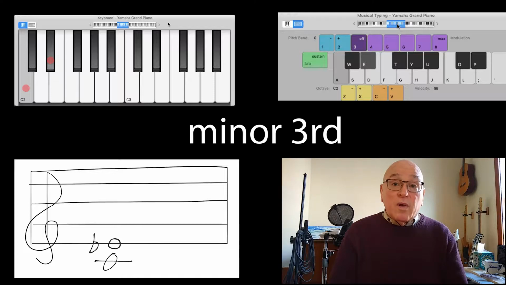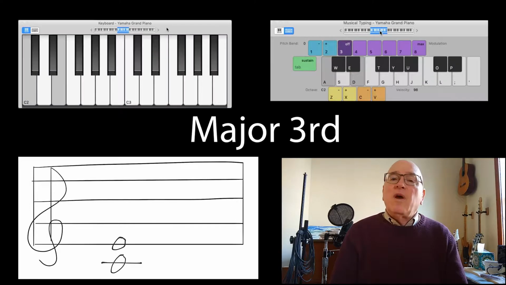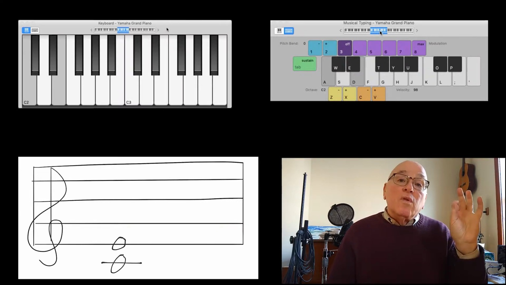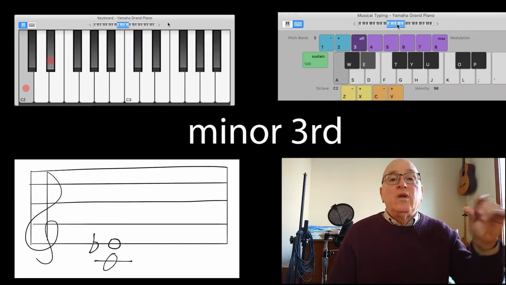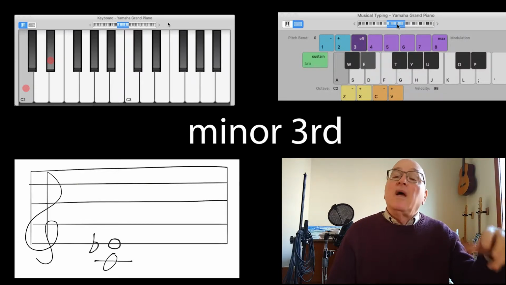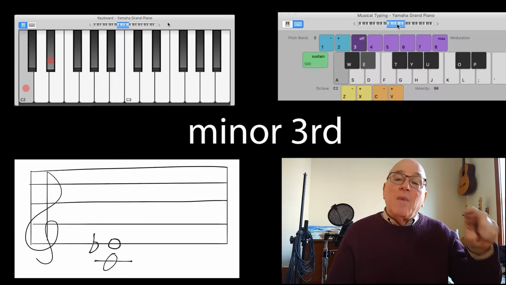Let's look at a third, a major third, very important interval. We hear it all the time. Major third, from the 1 to the 3. If you lower a half step, that's when you get a minor third. Again, a very important interval, the minor third.